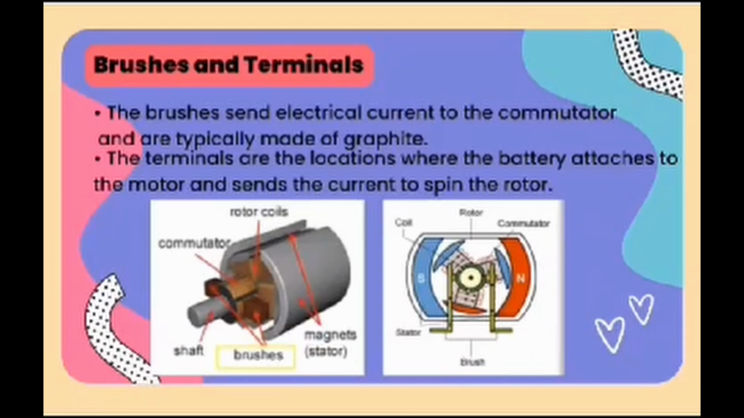In addition, at one end of the motor are the brushes and terminals. The brushes send electrical current to the commutator and are typically made of graphite. Remember that motors can be brushless too. On the other hand, the terminals are the locations where the battery is attached to the motor and sends the current to spin the rotor.